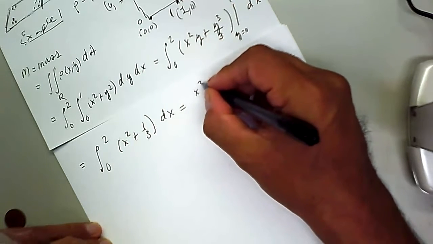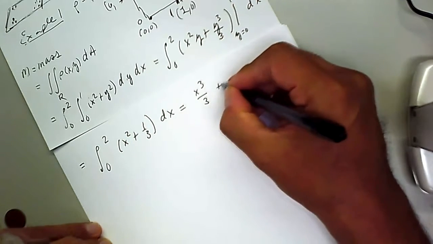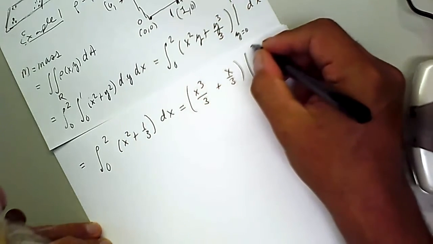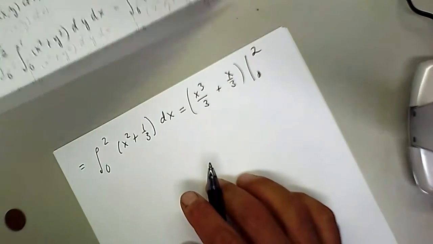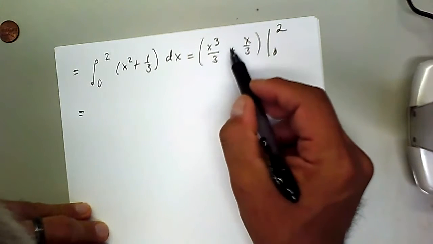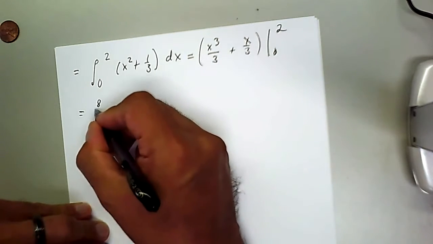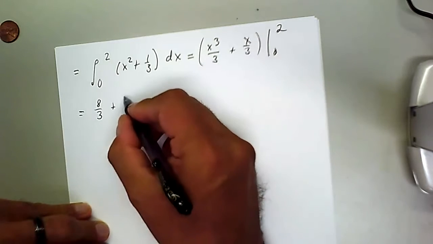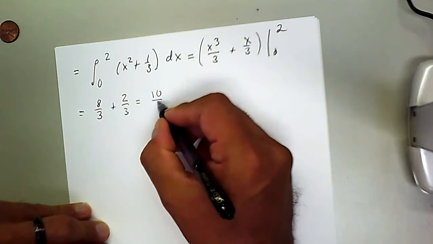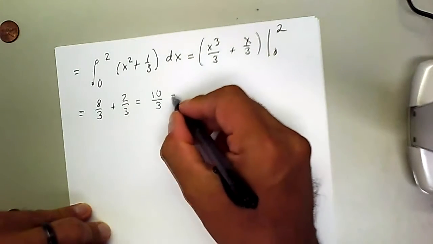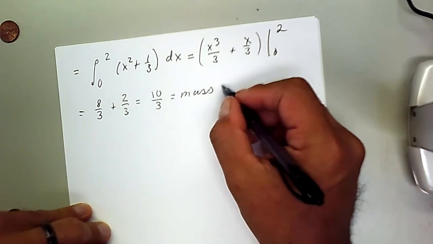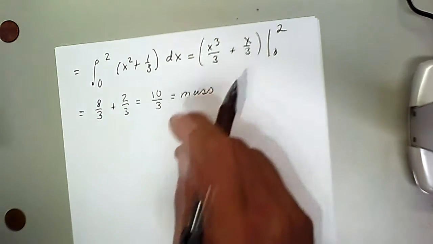So that is going to be x cubed over 3 plus 1/3 of x from 0 to 2. So 8/3 plus 2/3. 0 is going to yield 0, so we end up with 10/3. So that is the mass. And the units are kilograms.